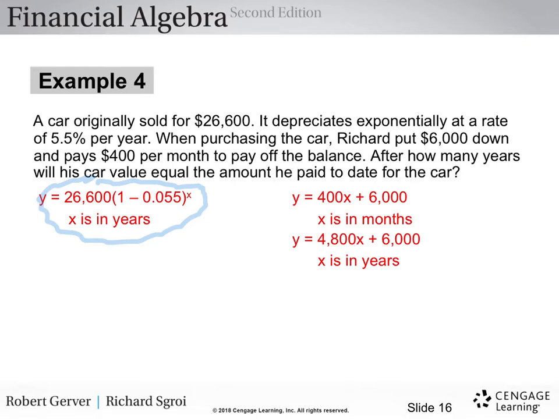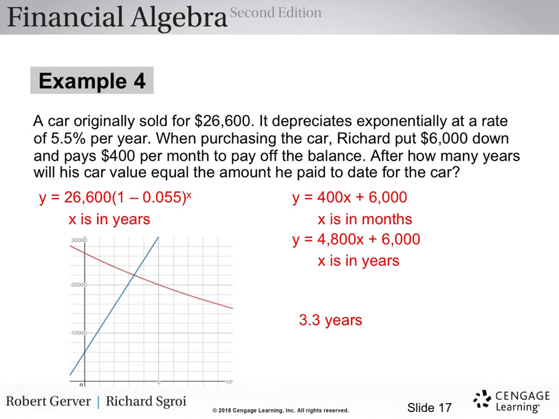Now, in terms of him paying off the car, he pays $400 a month, but his initial down payment was $6,000. So we have this formula here, y equals mx plus b. However, x in this case is in months. So if I convert that to years, I have to multiply that by 12. So our formula where x is in years is 4,800x plus 6,000. Now I've got two formulas here, okay? And basically what I'm going to do is graph those two formulas and see where they intersect.